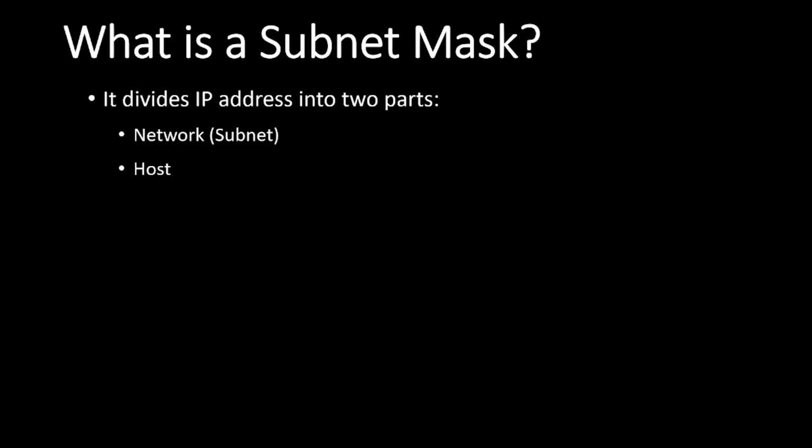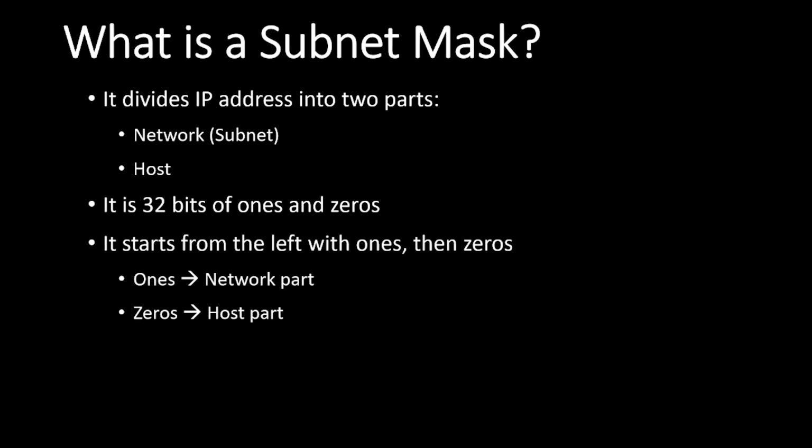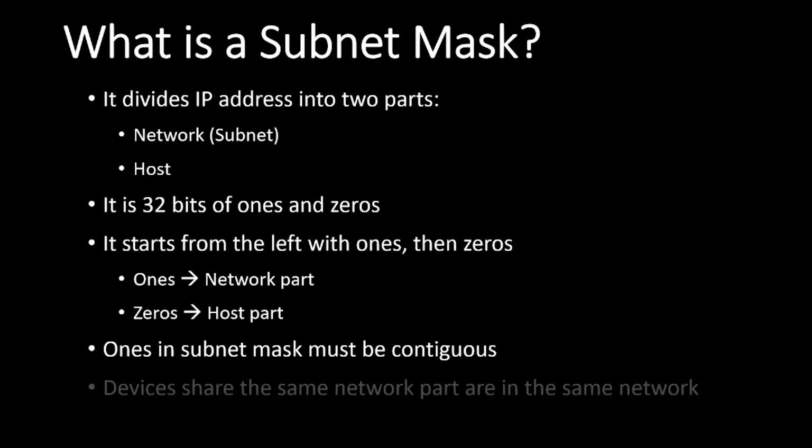Subnet mask divides IP addresses into 2 parts. One part is network or subnet, and the other part is host. Subnet mask has the same length as an IP address, which is 32 bits of ones and zeros, and it always starts from the left with ones, then zeros. So the ones represent the network part, zeros represent the host part, and ones in the subnet mask must always be contiguous and they must start from the left. So devices that share the same network part are in the same network.